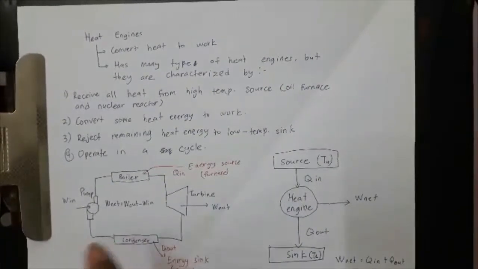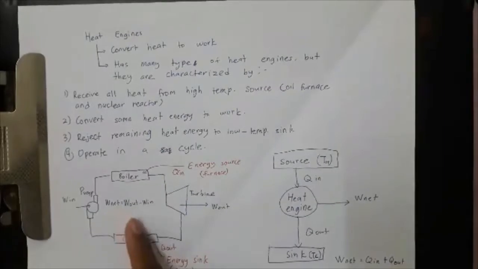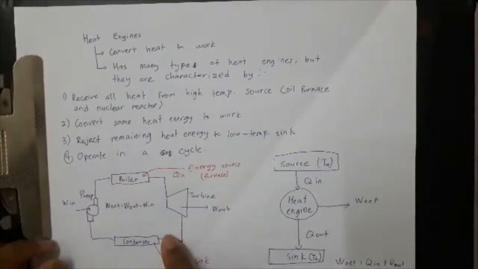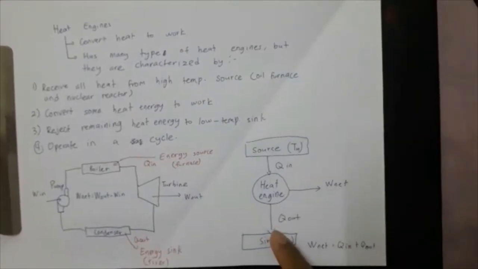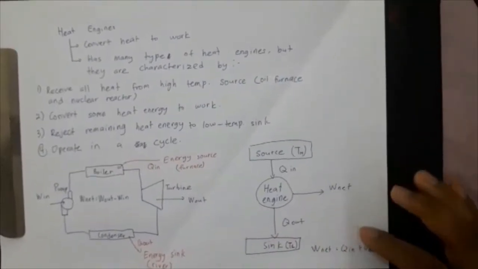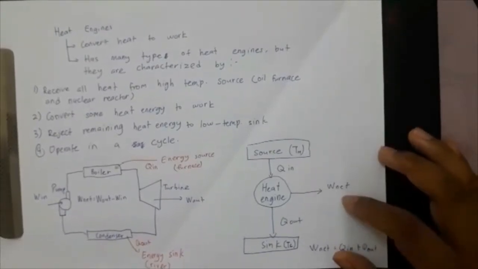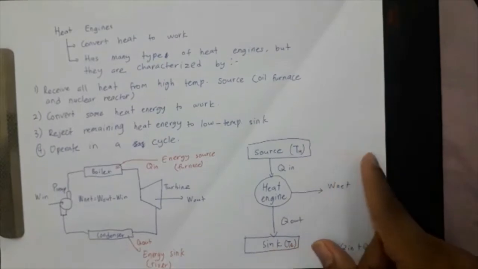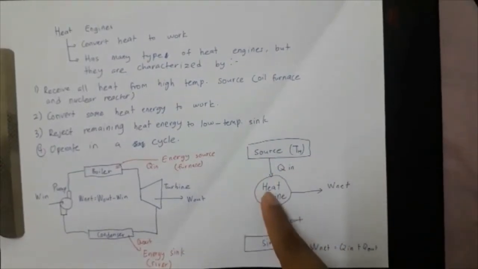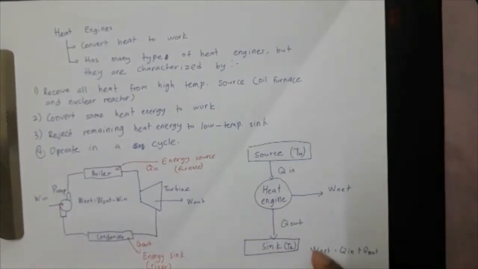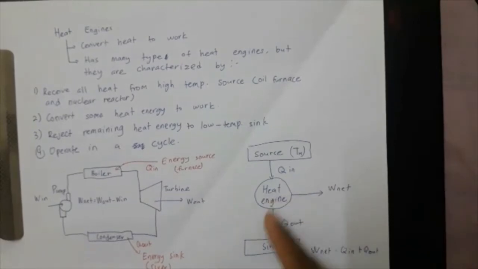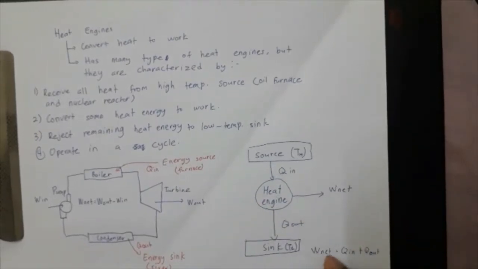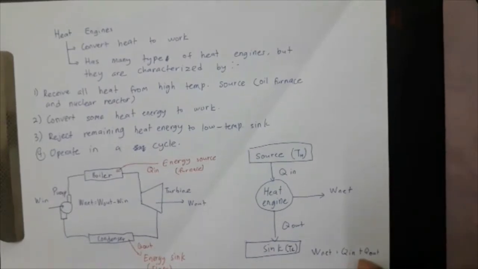So W net is equal to W out minus W in. We simplify this. This is another diagram of heat engines. The source is a high temperature source, which is an oil furnace or nuclear reactor. The heat engine is the system. The sink is literally the river or lake, and the system rejects some remaining heat energy to the sink. And that's all. So W net is equal to Q in minus Q out.